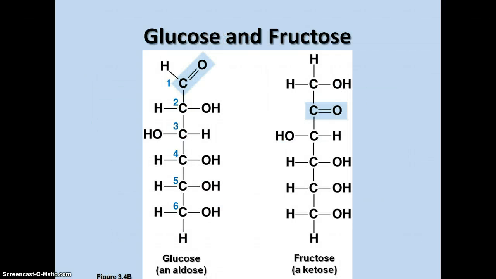This picture shows the comparison in the structural formulas of two monosaccharides very commonly used in a lot of different sugars, glucose and fructose. On the left you see the picture of glucose. In glucose you see that the carbonyl group is located on carbon number 1 at the very end of the molecule, which makes glucose an aldehyde type sugar, an aldose.